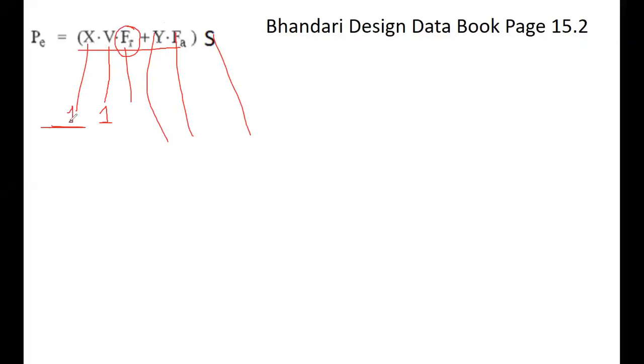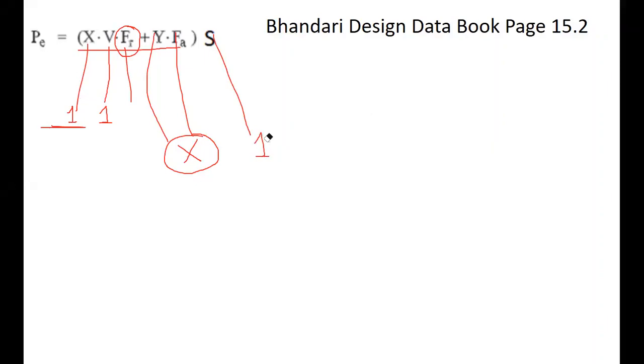Now, let's move ahead. On page number 15.2, I have discussed in previous numericals also, this formula is there. PE equals XVFR plus YFA into S, where X is radial load factor, V is race rotation factor, FR is radial load, Y is axial load factor, FA is axial load, and S is load application factor or service factor. V is not given, we will take it as 1. Only FR value is given, sorry. X value is not given, we will take it as 1. FR value is given. Y value, we don't need. The axial load is not given, so we are going to assume it as 0, right? S value is not given, we are going to assume 1.